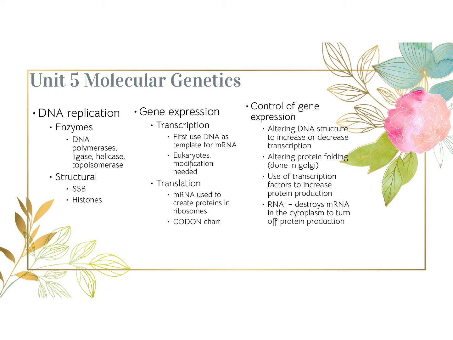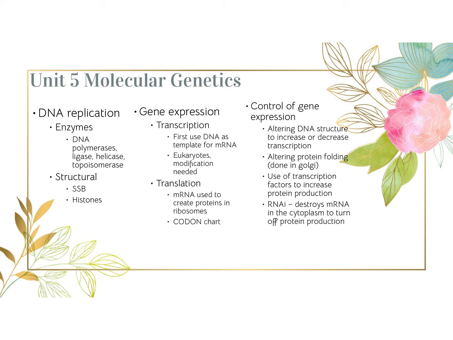Then the immature mRNA is ready to be translated, and that is where that mRNA is used to create proteins in the ribosomes. Now, the ribosomes themselves have the large and the small subunit, and the large subunit is broken up into the E, P, and A site. And what happens is the mRNA is read in these series of triplets called codons, which then code for a specific amino acid. You will always be given the codon chart on the AP exam.